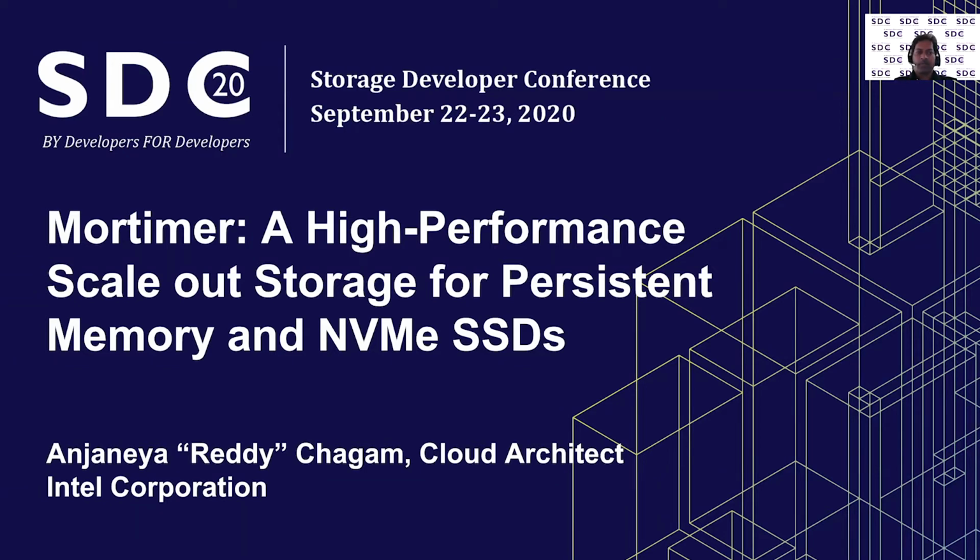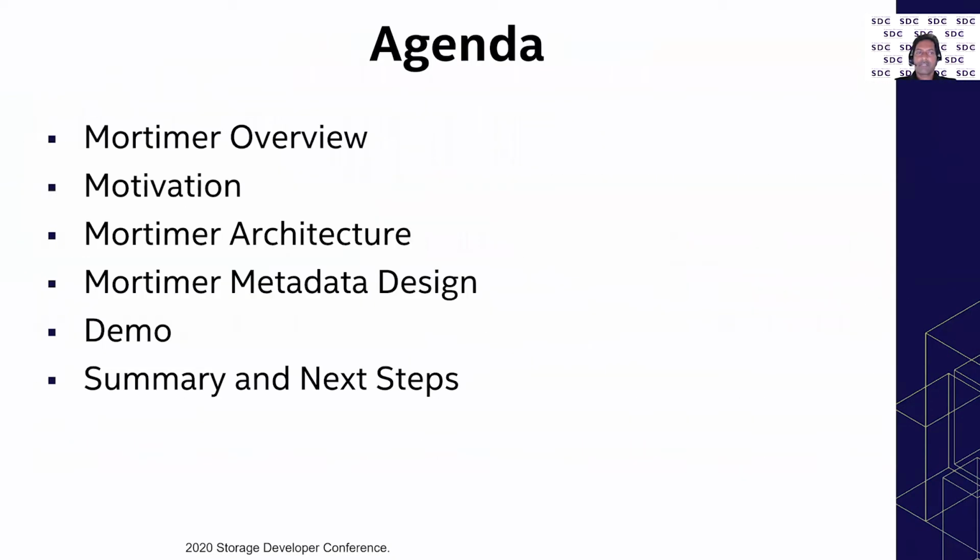In this session, I'm going to talk about Mortimer, a high-performance scale-out storage stack that uses persistent memory and NVMe SSDs. I will start with the Mortimer overview, and then cover the motivation on why we are doing Mortimer, and then switch over to the high-level architecture, and then the metadata, the core data structures that are actually used in Mortimer. If time permits, I will do the demo, and then jump onto the summary and next steps and wrap up the session.